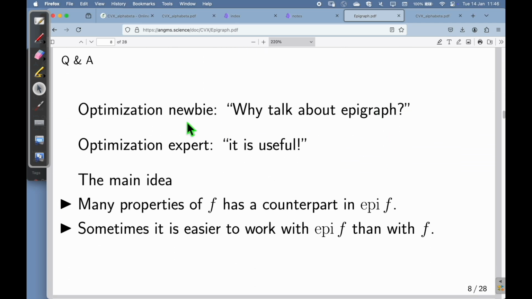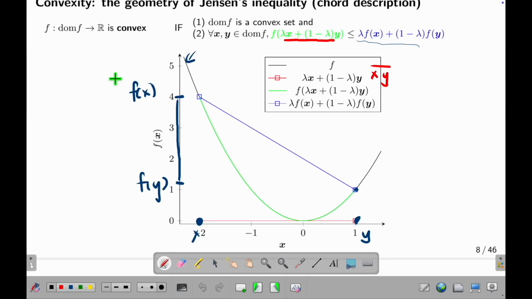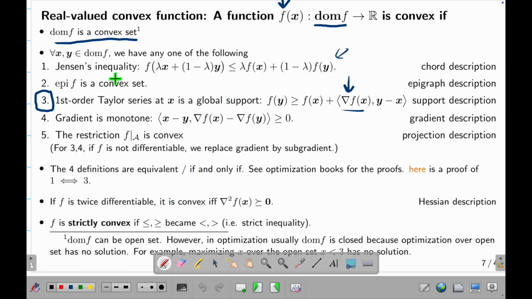Then why epigraph? Because it's useful. The idea is many properties of f have an equivalent form in the epigraph, and sometimes it's easier to work with the epigraph than f. Like what I said, why do we talk about differentiation with 4 definitions? Because sometimes some definition is easier to use than others. Why do we talk about 5 definitions of convex function? Because in some situations, some of them are better than the others. What does better mean? Convenient. Because there's no true or false here, there's no wrong here, because all of them are correct. So therefore, for us it's about convenience.